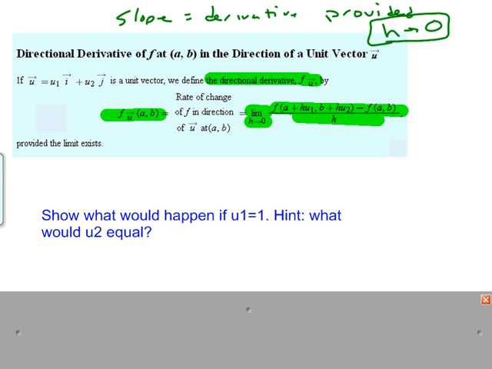Well, just to really hit this home, what happens if u1 equaled 1? If u1 equaled 1, and u is a unit vector, the magnitude of u must equal 1. So if u1 equaled 1, then u2 would have to equal 0. So our unit vector would just be i.